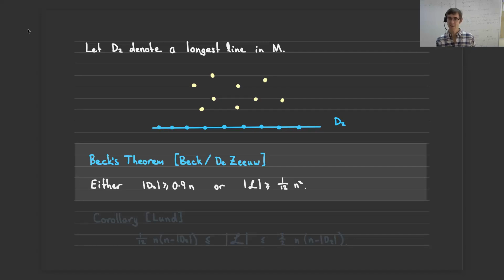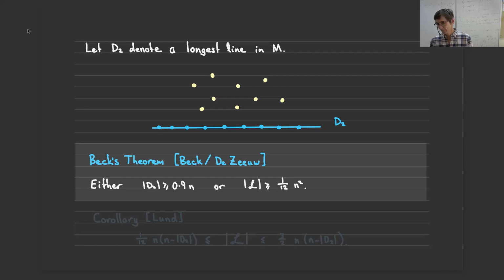The specific numbers in this result come from a paper of Desiu, but if you don't look at the 0.9 and the 1/12, that was a theorem of Beck's. He found weaker bounds than this, so we're going to use Desiu's bounds. So in our case, either the longest line contains 90% of the points, or the number of lines is 1/12 n squared, where n is the number of points.